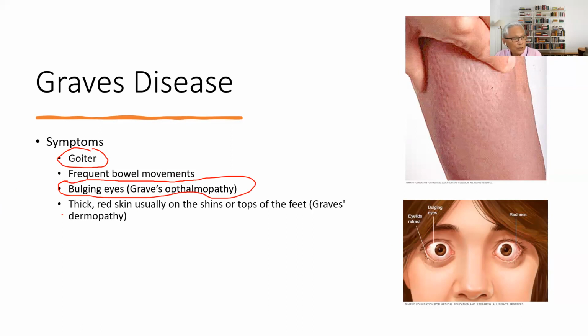Now, there's also going to be a red skin, usually on the shins, like, for example, on this slide right over here, we have dermopathy is what it's called. And then, of course, the bulging of the eyeballs right over here. And this is because of the weakening of the muscles of the eye as a result of an increase in thyroid hormones. That is the reason why they have Graves' ophthalmopathy or bulging of the eyes.